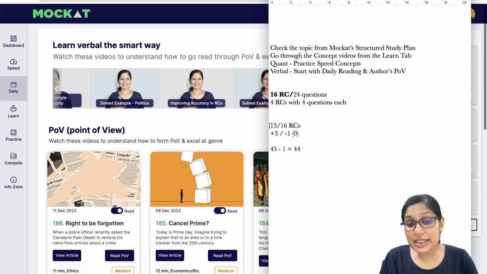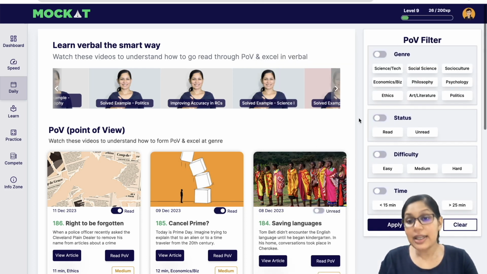Now for RCs, what do we practice? CAT RCs are very different from our school RCs, right? They're mostly overseas passages. You will have multiple genres. You'll have the relatively easier ones like science, history, geography, and maybe economics, which you studied in school. But you'll also have sociology, philosophy, psychology, literature, art, ethics, and a lot of these are new for us, right? These are abstract topics. We wouldn't have read much from these.